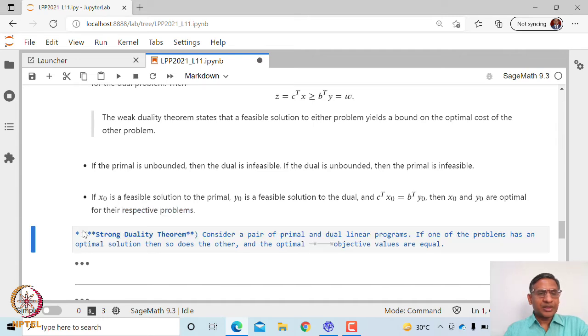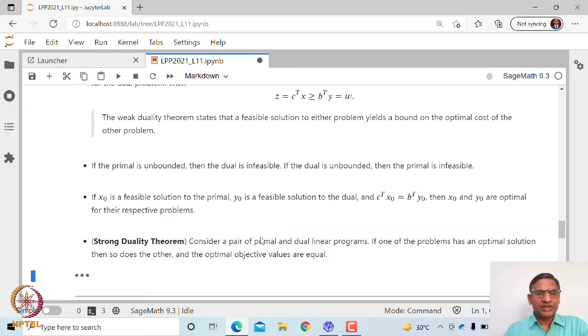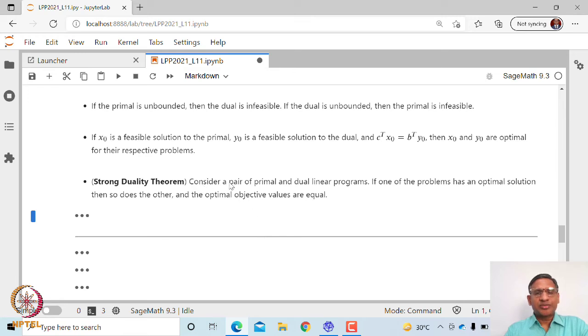Next result is what is called the strong duality theorem. It says that if you consider a pair of primal and dual problems, that means a primal P and its dual D, and one of the problems has an optimal solution, then so does the other, and the optimal objective function values are the same. So if you know that one of the problems has an optimal solution, then the other one will also be optimal, right? If the primal has an optimal solution, then the dual will also have an optimal solution, and vice versa. That is what is called the strong duality theorem, right?